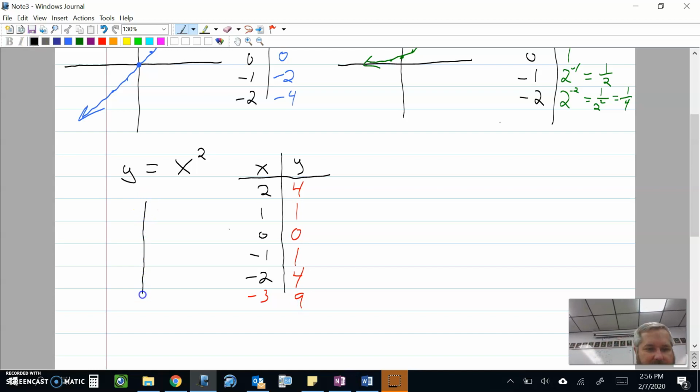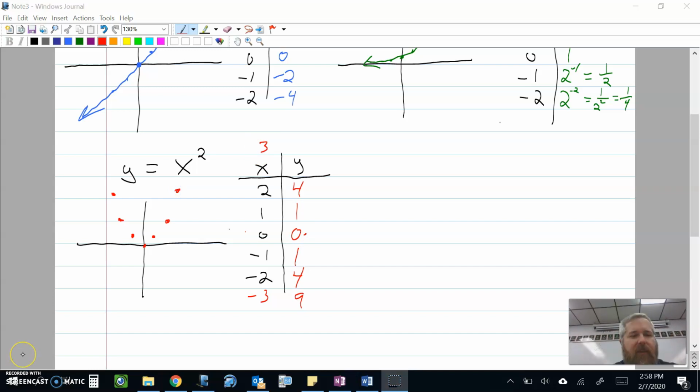Great! Let's make a sketch of this. Let's see what this is going to look like. Plot these points. I got the point 2, 4. This time it's a little different. 1, 1. Here I got the point 0, 0. Negative 1, positive 1. Negative 2, positive 4. And if I go negative 3, up 9 would be right there. What do you think 3 would be? 3 squared would be positive 9 as well. So look at this weird shape. So it looks kind of like this.